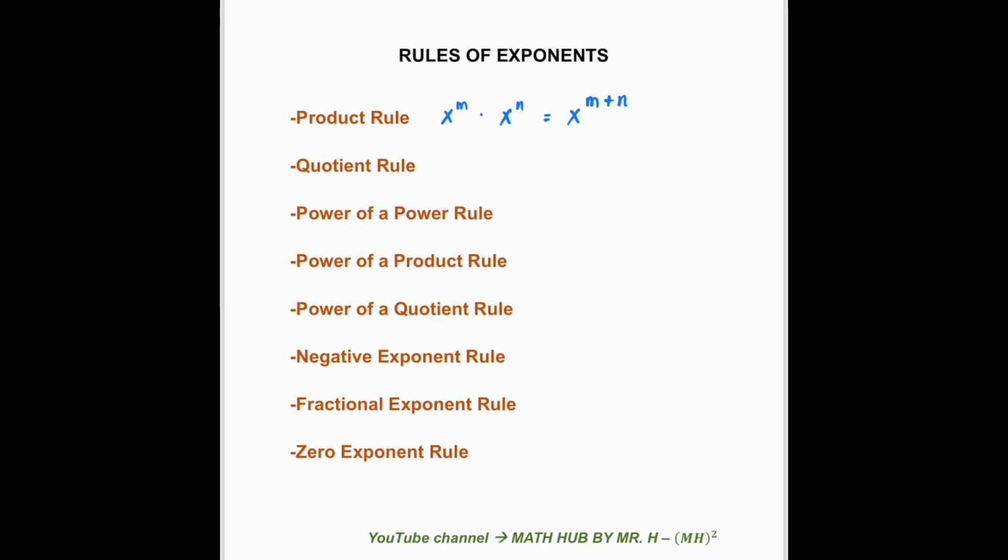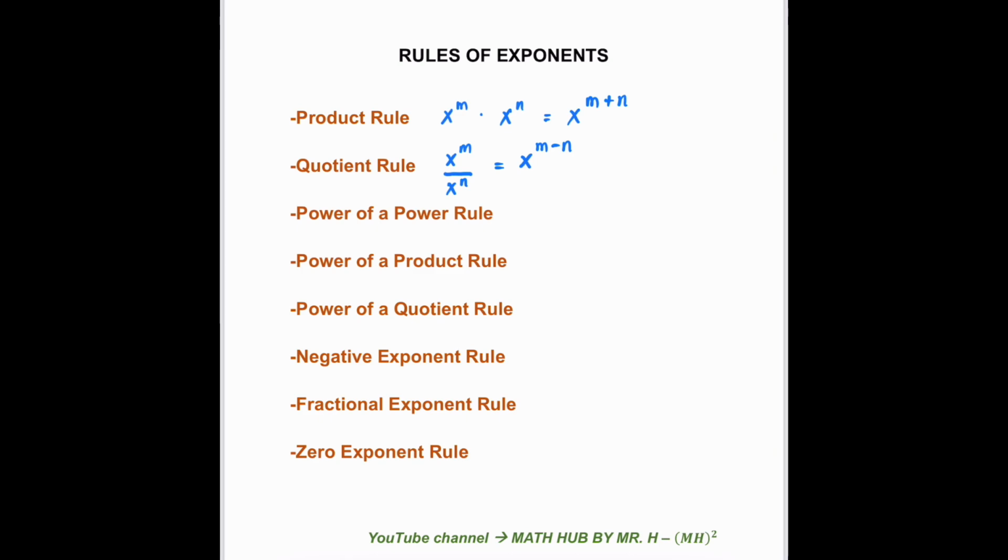The second rule is what we call the quotient rule. From the name itself, quotient, so definitely the mathematical operation here is division. So if you are dividing exponential expressions with the same base, for example, you have x to the power of m divided by x to the power of n, what you need to do is to just simply subtract their exponents. So this will be equal to x to the power of m minus n.